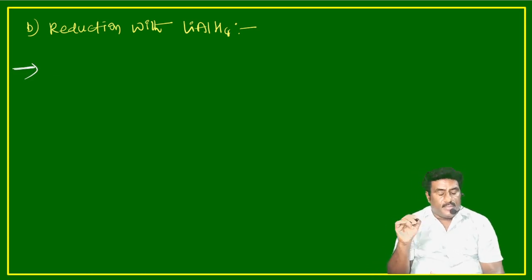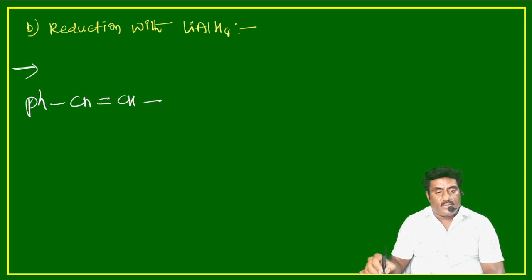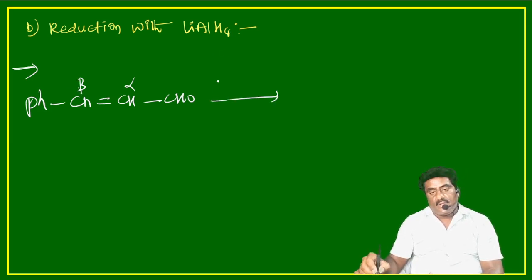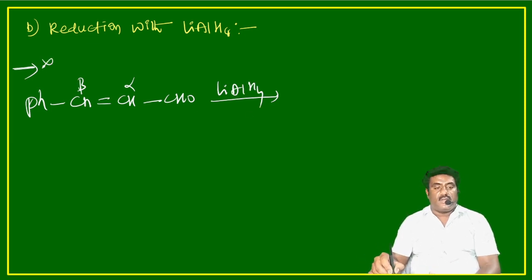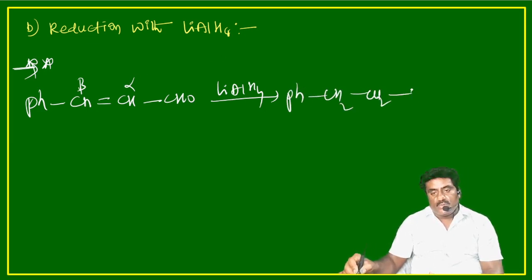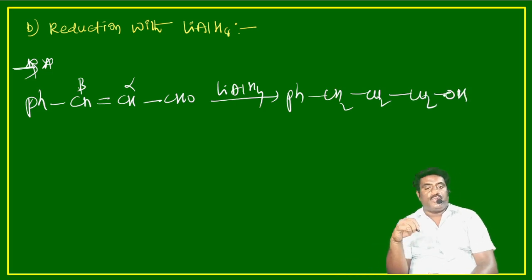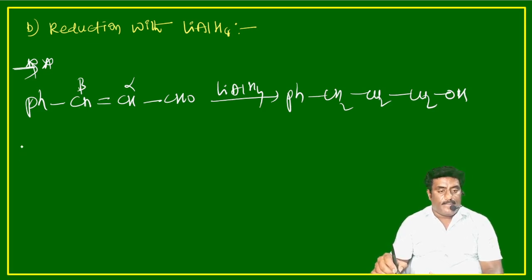In a special case, lithium aluminum hydride reduces the carbon-carbon double bond also, when conjugated with a phenyl system. I am taking an example: Ph, CH double bond CH, CHO. It is an alpha-beta unsaturated carbonyl compound. In presence of lithium aluminum hydride, it is a special case. It forms Ph, CH2, CH2, CH2, OH.